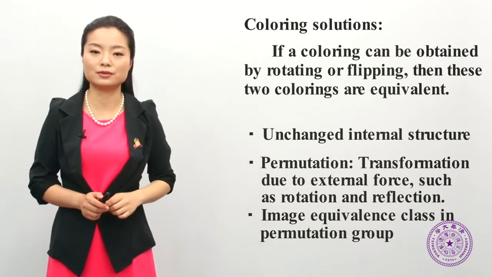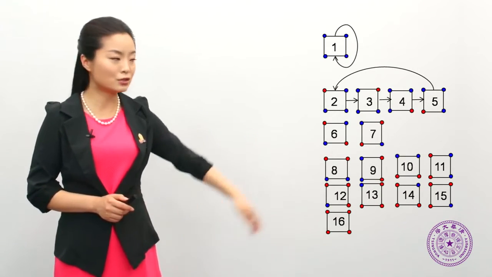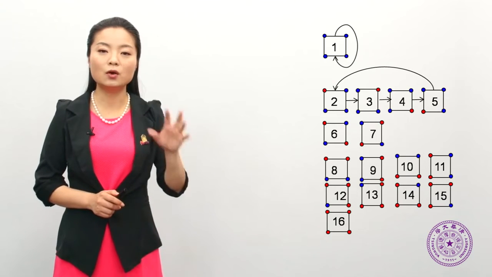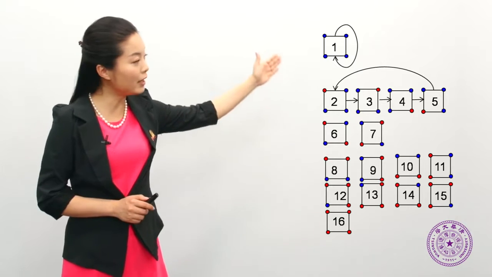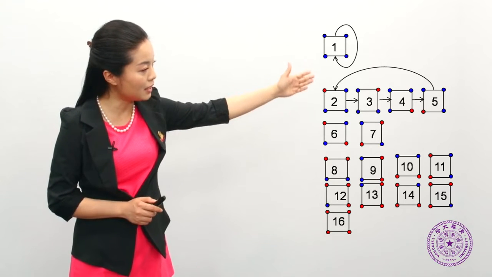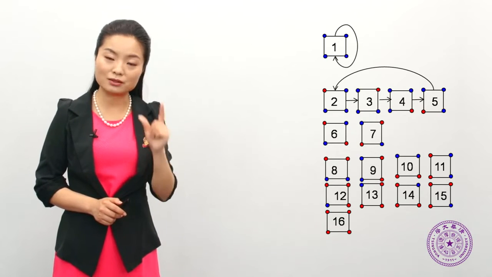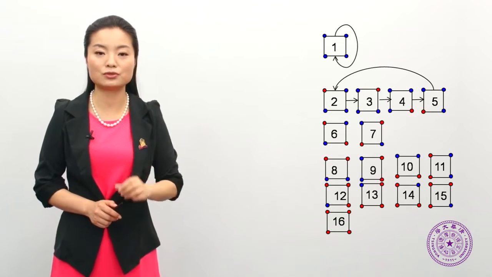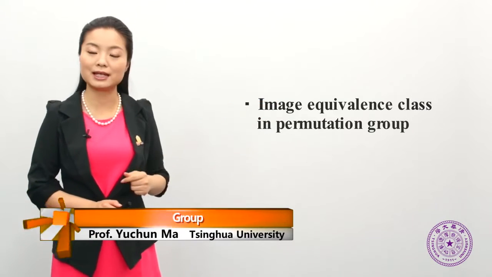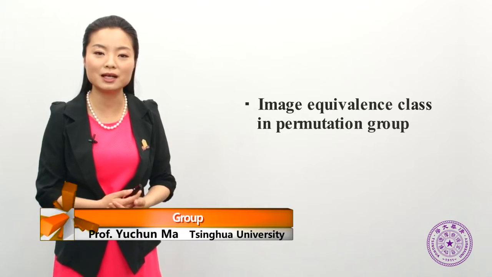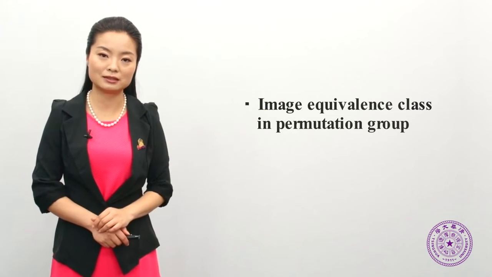For example, we label all these 16 images with symbols from 1 until 16. Corresponding to some external operation, for example a 90 degree rotation, image number 2 will become number 3, number 3 becomes 4, and we continue the same way all the way down. And this time, we will realize our images are several elements composing a permutation group. The permutation group gives us several different equivalence classes. Then the coloring solutions we are looking for should be the equivalence classes of these images.